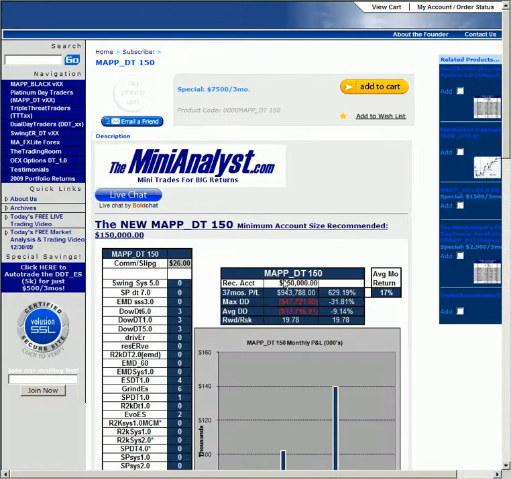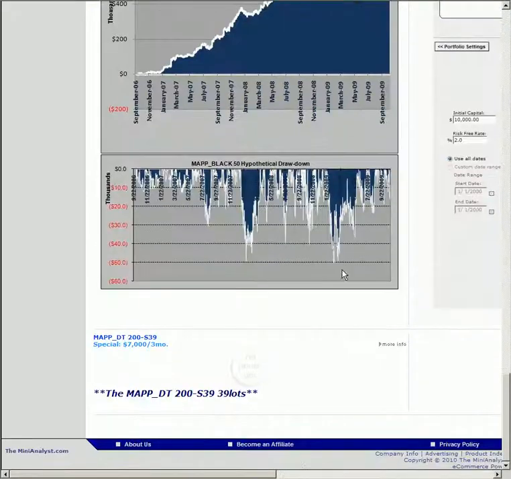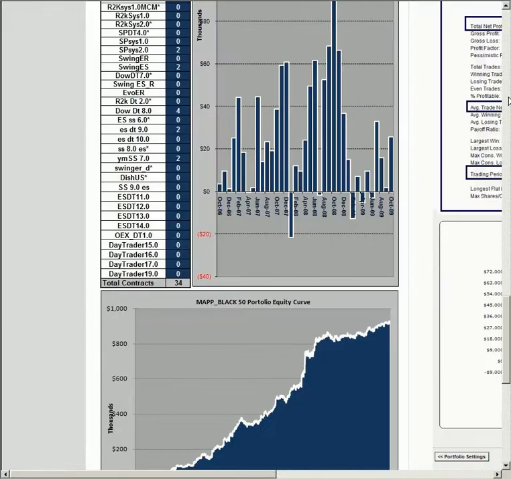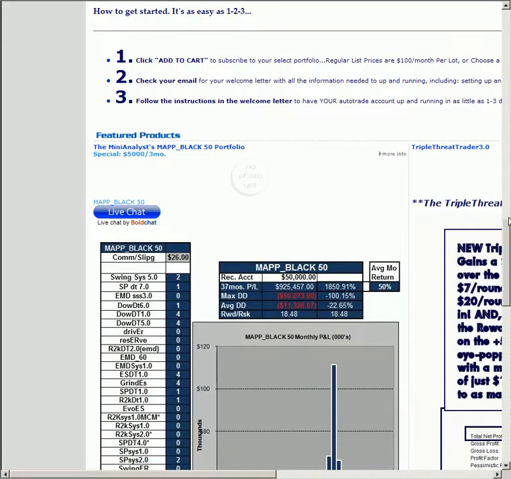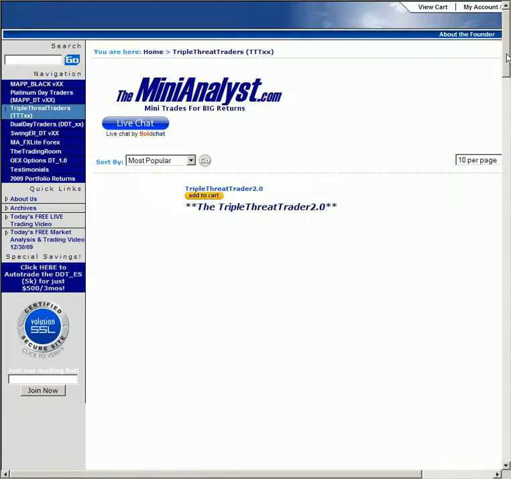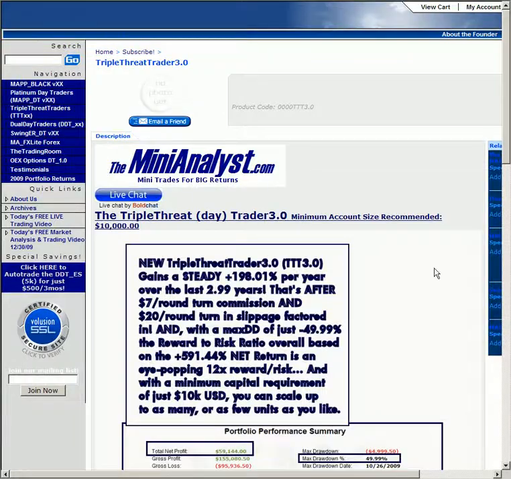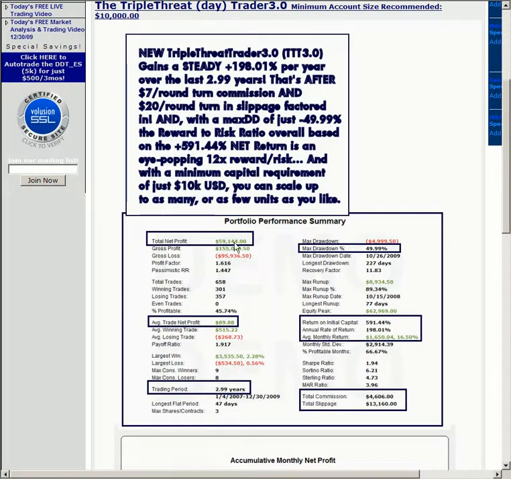We're actually going to go back to the TTT 3.0 now that we're mentioning it. So you can actually go either to the home page right there, or you can go over to the Triple Threat Traders right there. It's kind of a steady portfolio. It's pretty interesting. So we're going to click on that, Triple Threat Trader 3.0. As you can see, 60,000 in profit over the last 2.99 years.